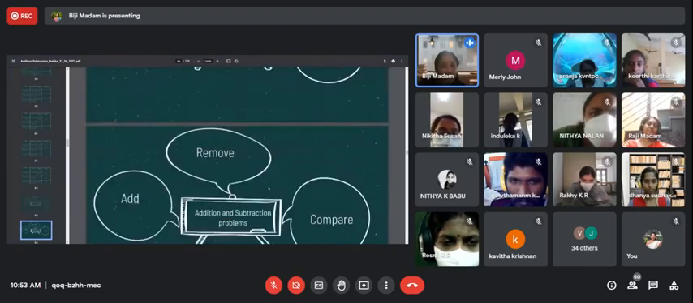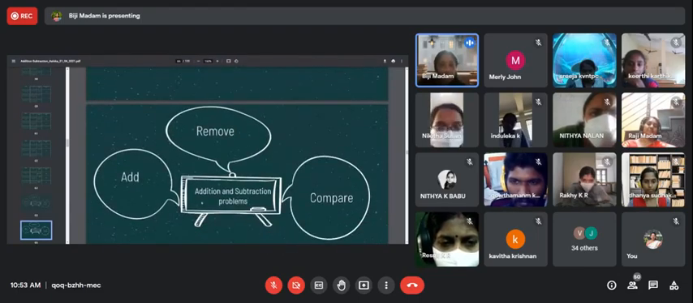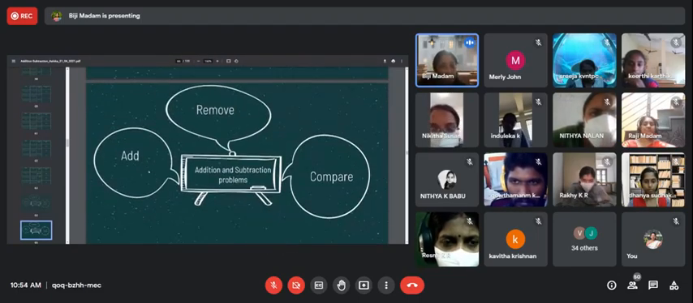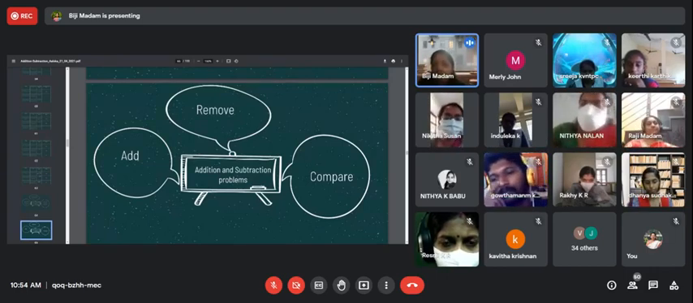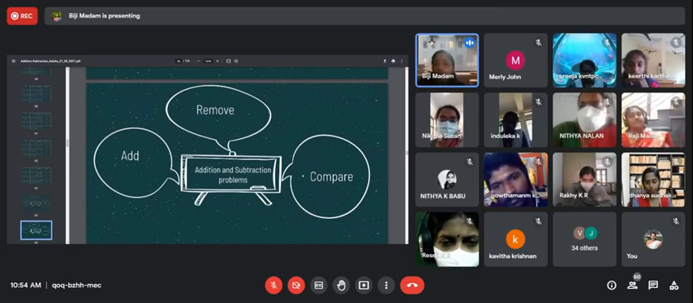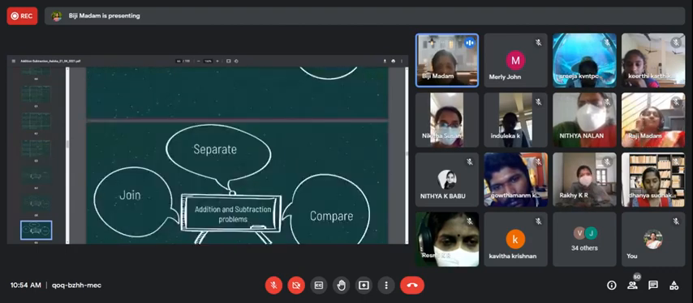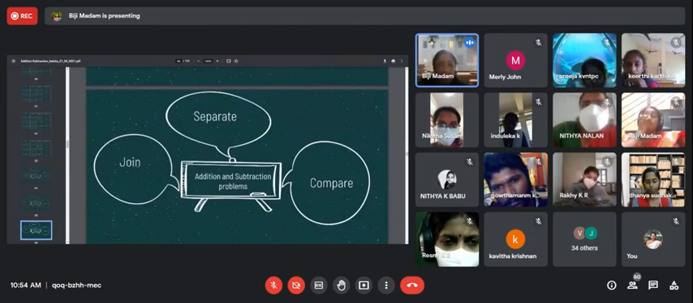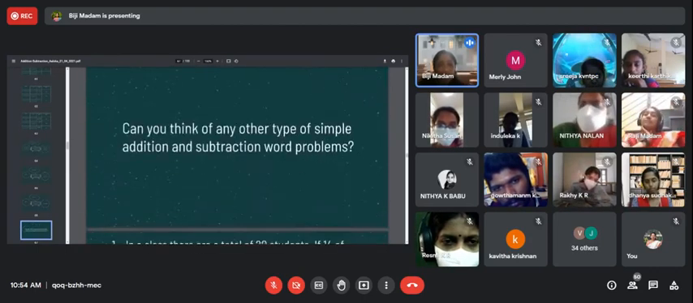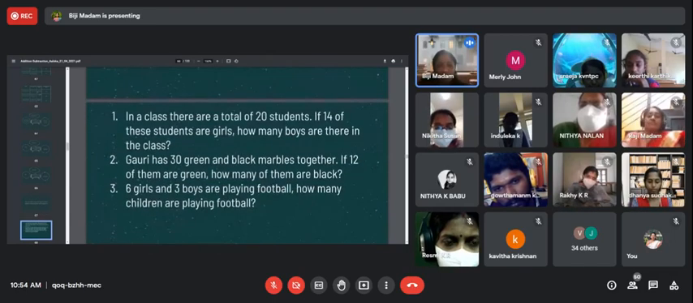So we can say that in addition and subtraction problems, we can add something to them, some removal takes place, and there are only a set of comparisons. Only these three types of questions you can mainly see. One more type is there that we can add for addition and subtraction problems. Let us think of another set of questions.